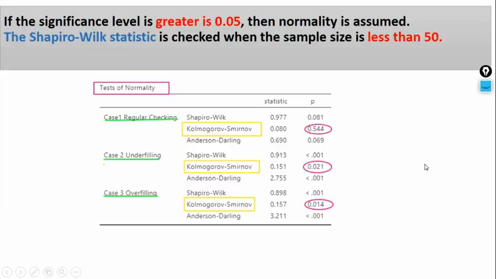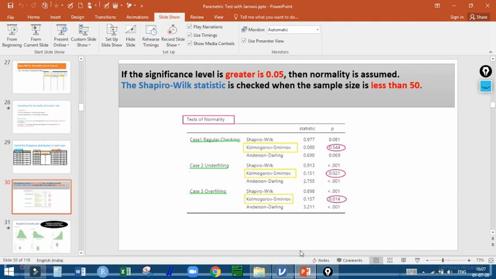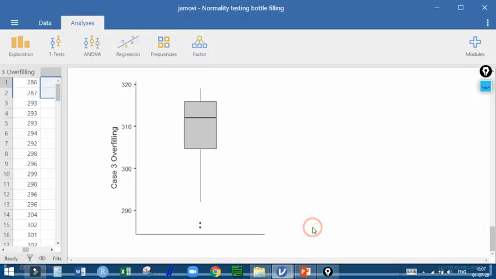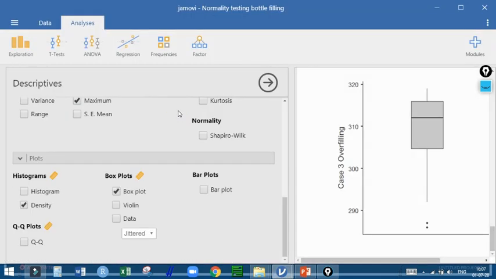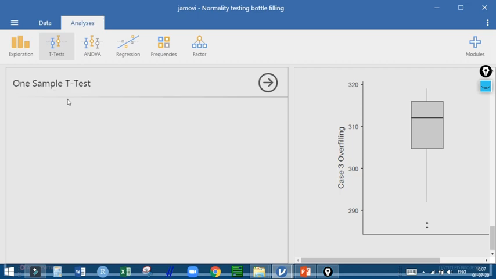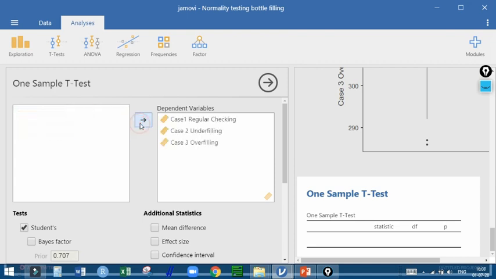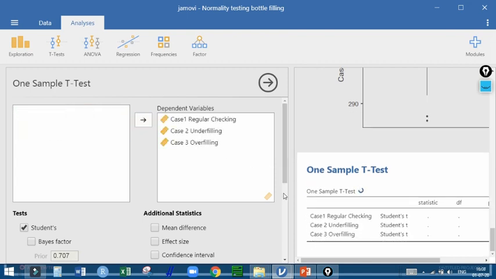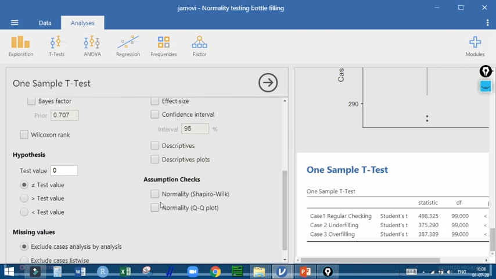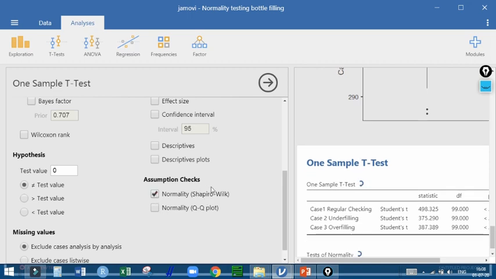Let me show you the testing. Let's check the commands for normality testing, the KS test. Let's open the file in Jamovi. How to perform the normality test: we will click on t-test, then one sample t-test. Here I will shift all these three variables, and here we have the option normality assumptions check, normality Shapiro-Wilk. I will click here.